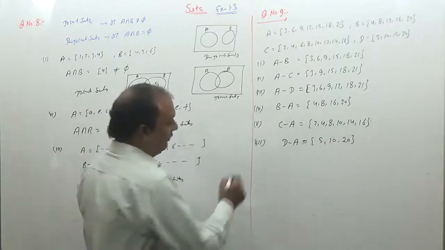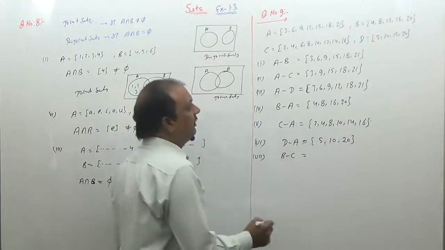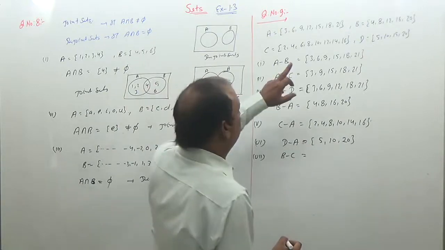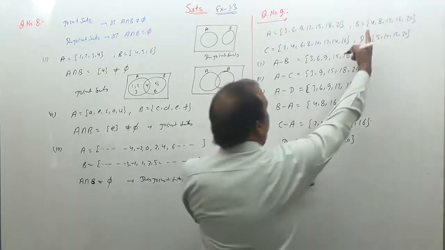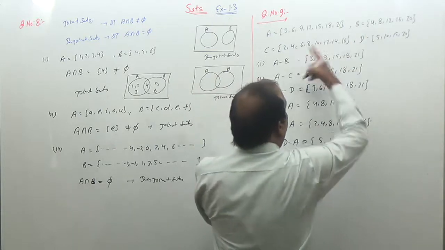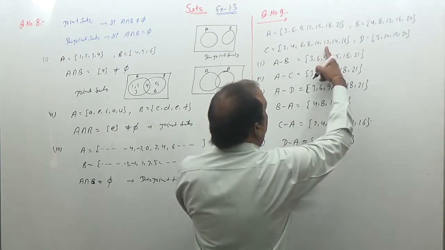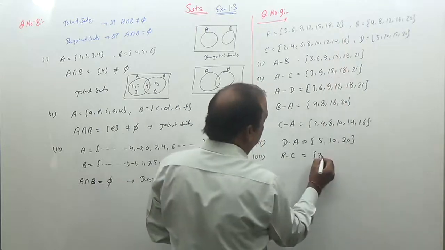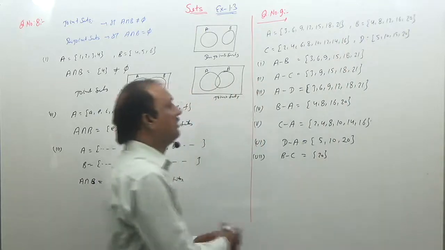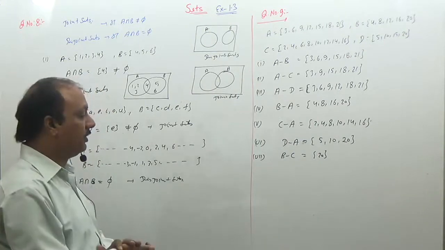Now seventh is B minus C, which contains the elements of B only. Then 4, we cannot take 4 because 4 also belongs to C. Next is 8. 8 also belongs to C. 12 also belongs to C. 16 also belongs to C. So we take only the element 20, which is the element of set B only, and 20 does not belong to set C.